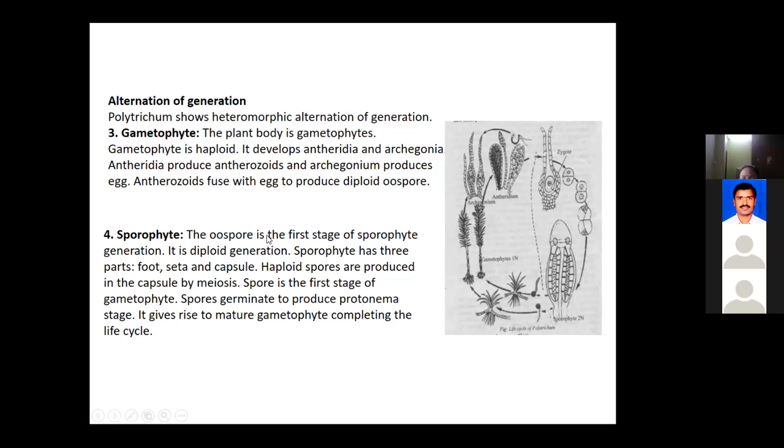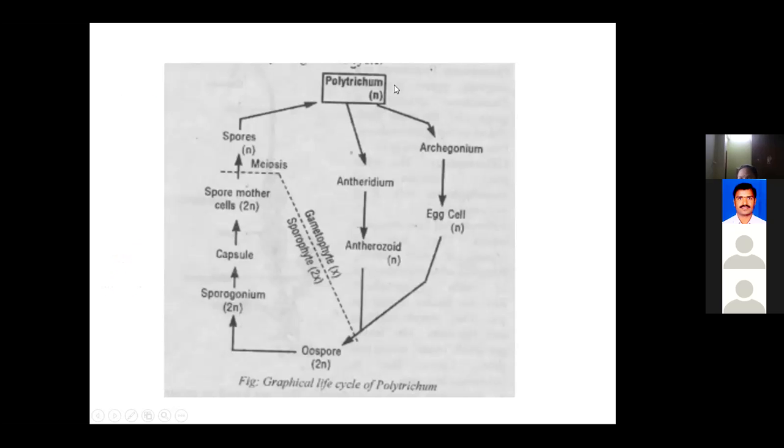Now, next in the life cycle, this is a Polytrichum plant, a gametophyte. It will develop the antheridial head, which produces antheridia, and the archegonial head develops archegonia. From the antheridia it produces the antherozoids, and archegonia produce the female gamete, the egg. The fertilization will occur here. Antherozoids go and fuse with the egg cell, resulting in the formation of an oospore, also called a zygote. With this, the gametophytic generation will complete.